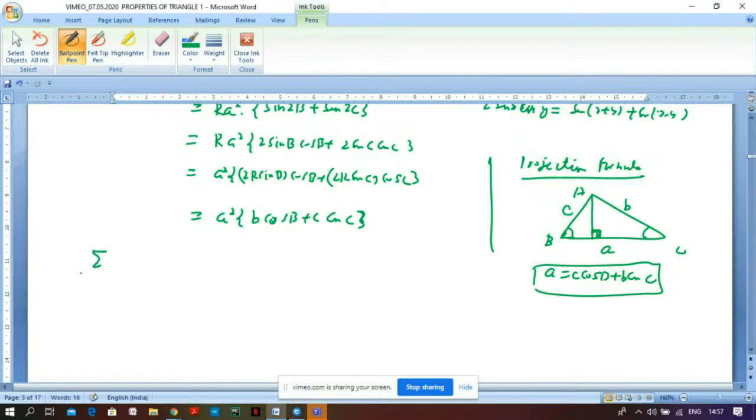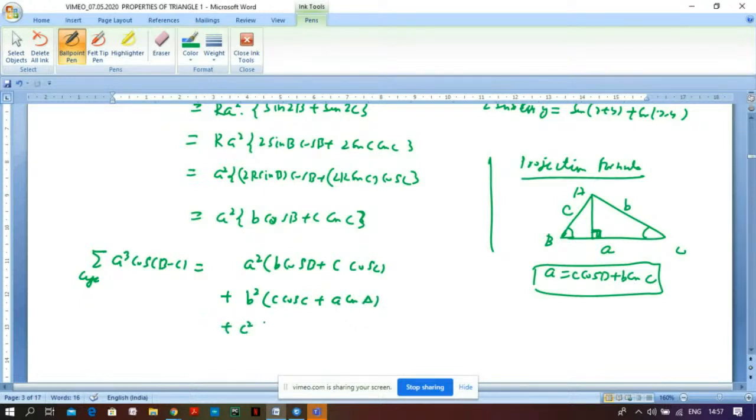So I'll use the sigma notation, sigma cyclic A cube cos of B minus C. That number is now A squared, and this is B cos B plus C cos C, which we got for this. Had we done it for the other terms, you'll get in some order B squared and A squared, you're getting B cos B and C cos C. For B squared, you will get C cos C plus A cos A. You won't get the opposite, you get the same. And plus C squared, and this time you get A cos A plus B cos B.